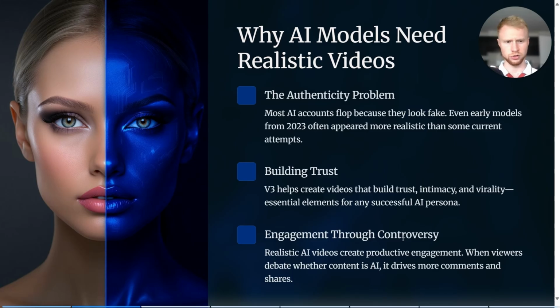And then engagement through controversy. If it looks very realistic, people are going to pause. They're going to think, is this AI? Is it not? They're going to be looking in the comments, they're going to be liking, engaging with all your posts, which is exactly what you want to be able to go viral and get more views. So whether that's a trailer or a reel or anything like this, having it in a very realistic way is going to help with all sorts.